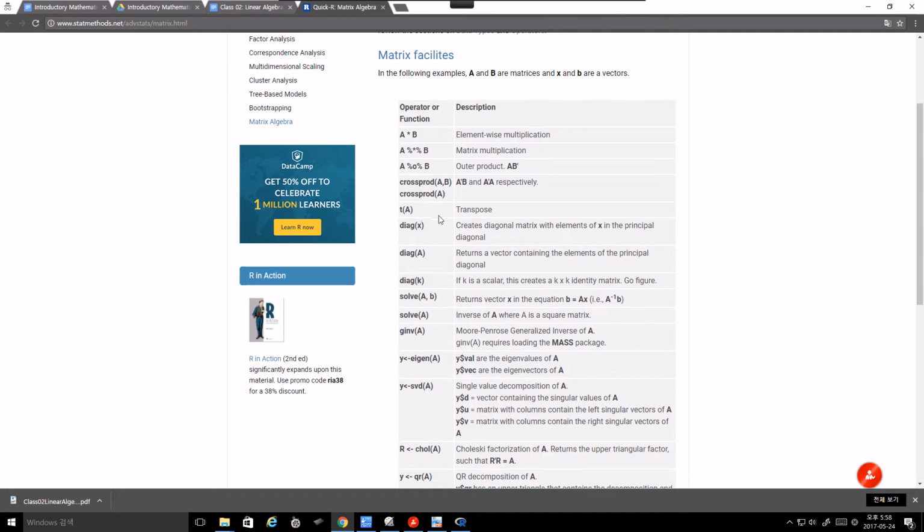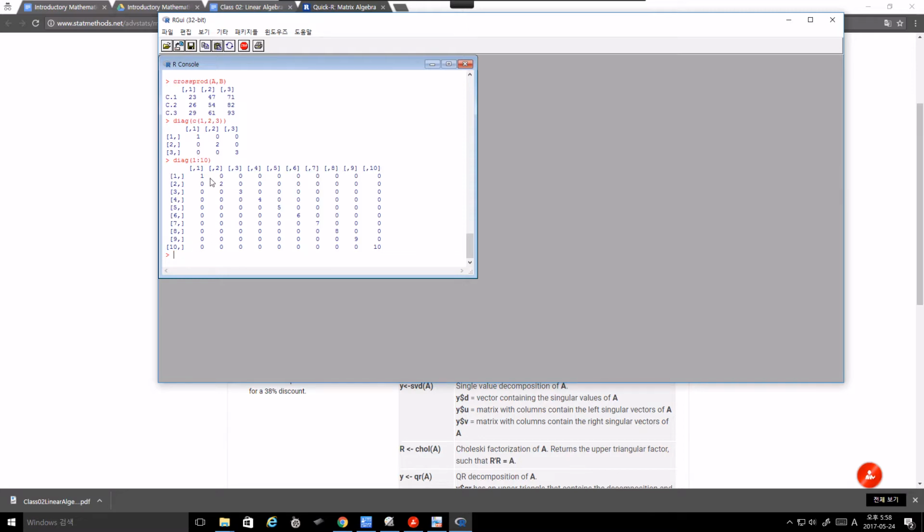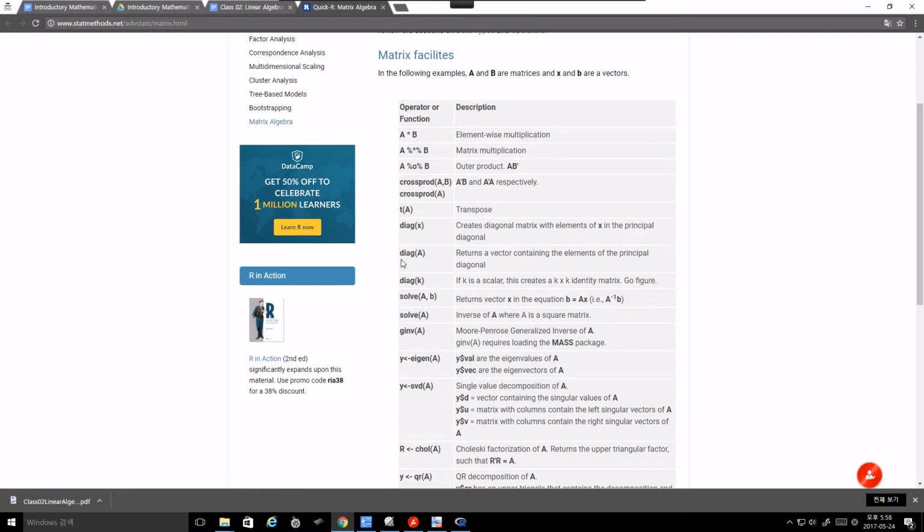t(A), as I explained, is the transpose. And diag(x) creates a diagonal matrix with elements x. For example, diag(c(1, 2, 3)). Then it is the diagonal matrix where the diagonal terms are 1, 2, 3. Okay, looks like this. Likewise, diag(1:10) is the 10 by 10 matrix with diagonal terms from 1 to 10.